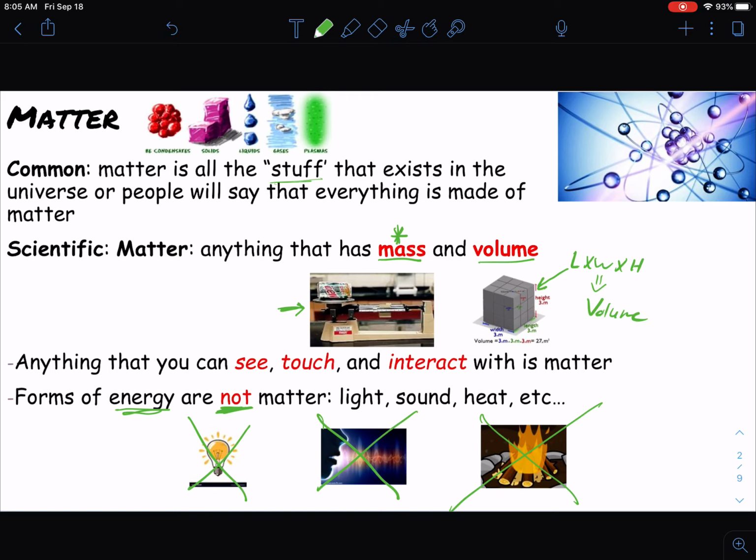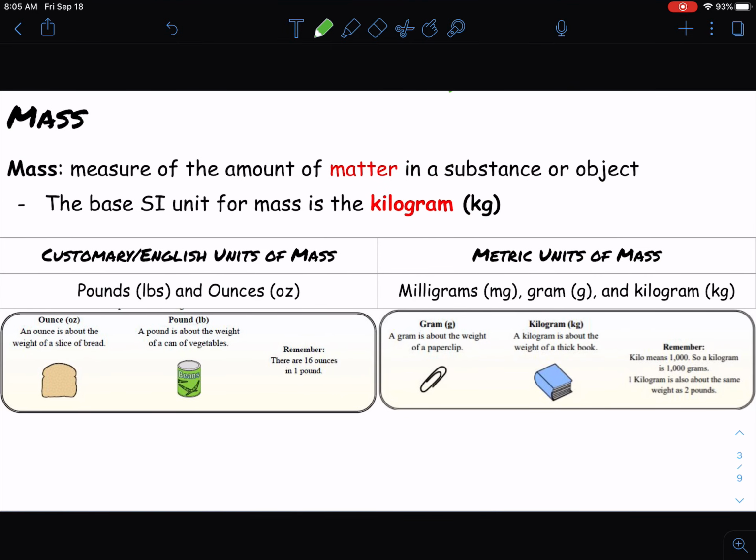So that's just a real quick introduction into matter. Now, one of the pieces with matter is mass. Mass is the measure of the amount of matter in a substance, or how much stuff is inside of you.